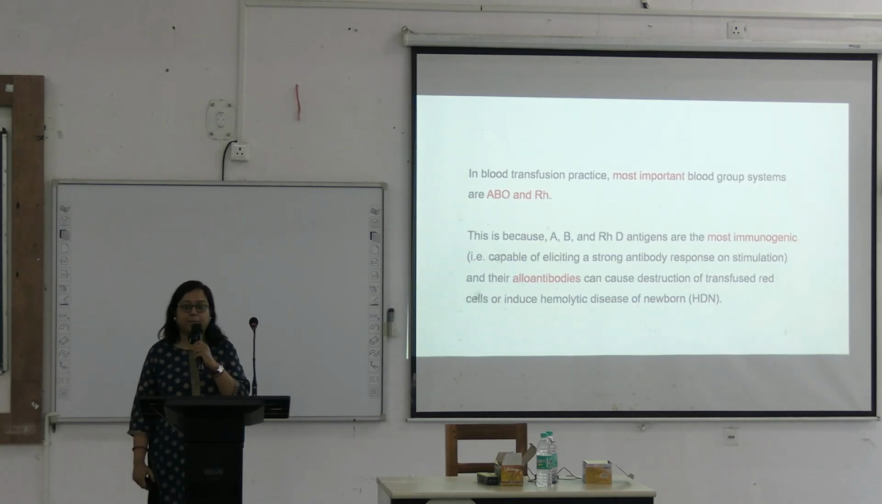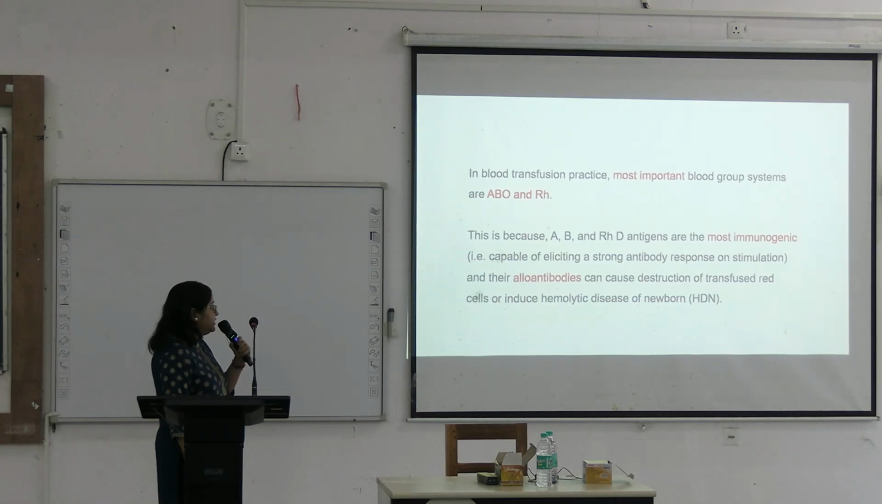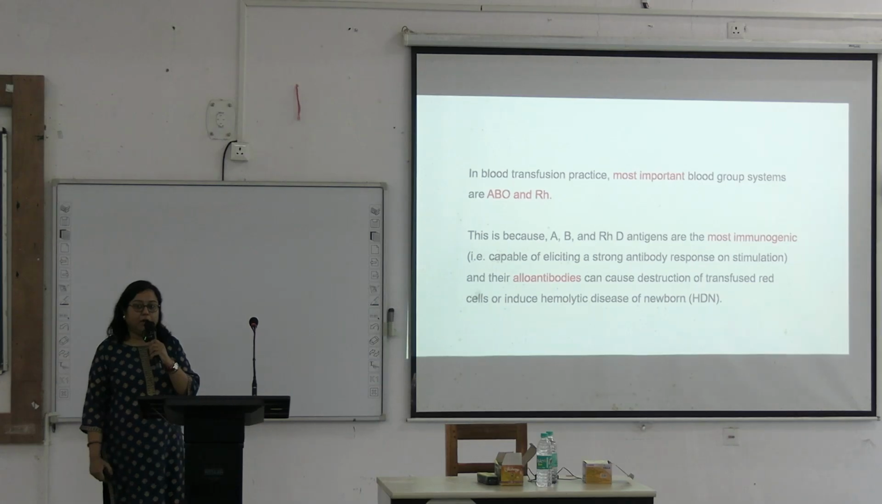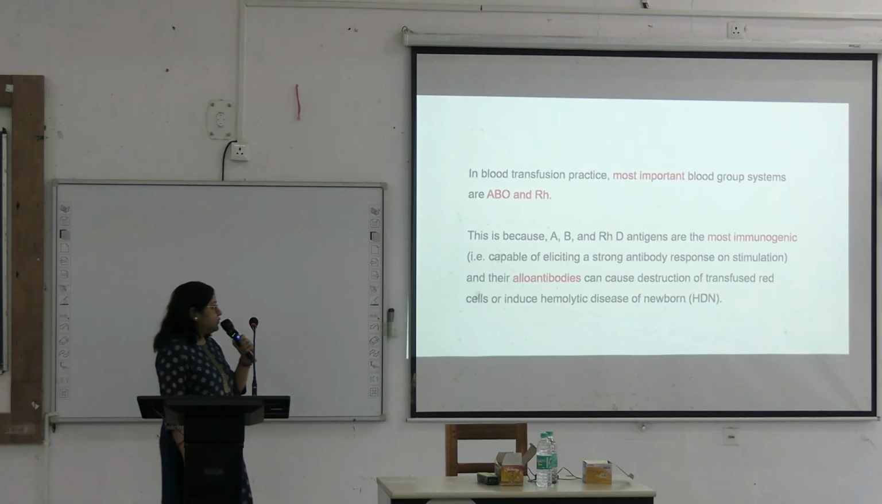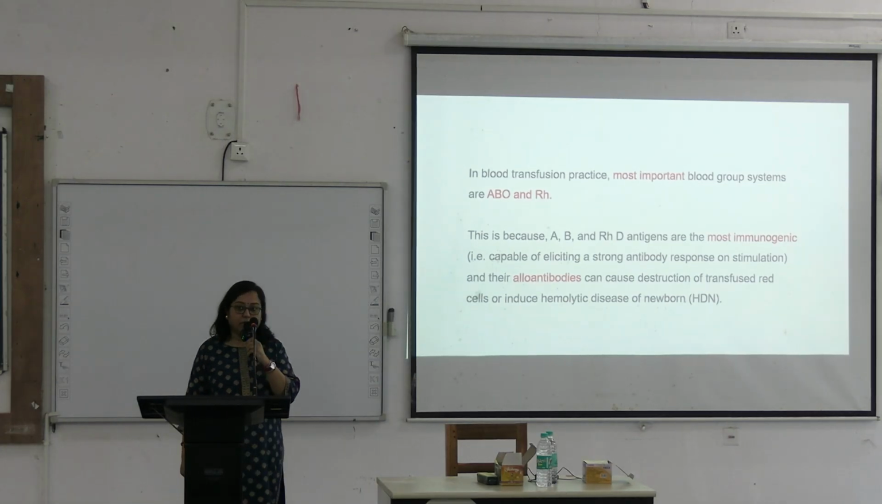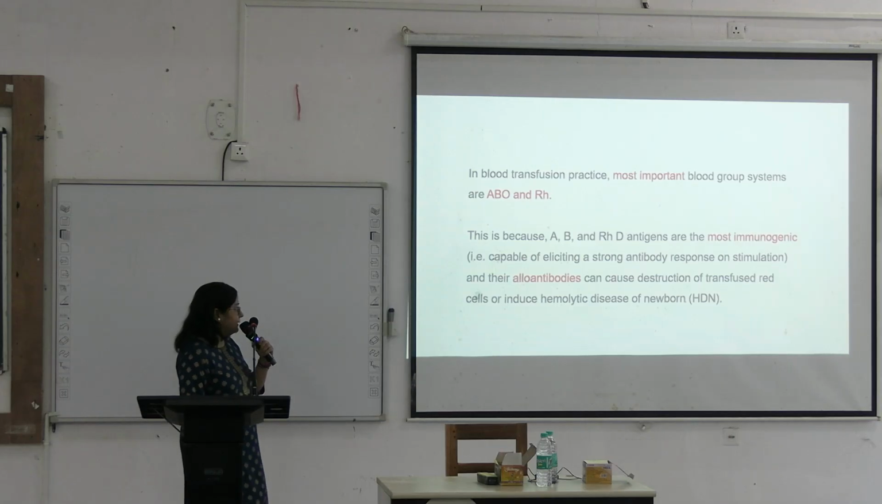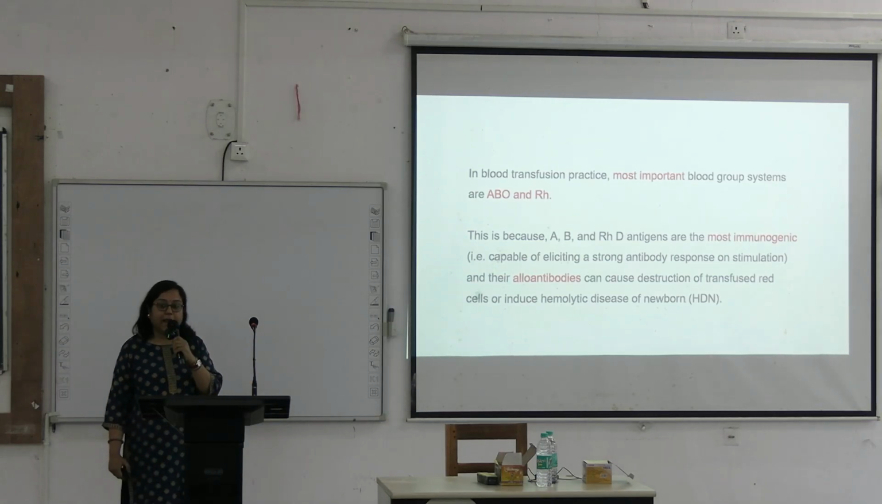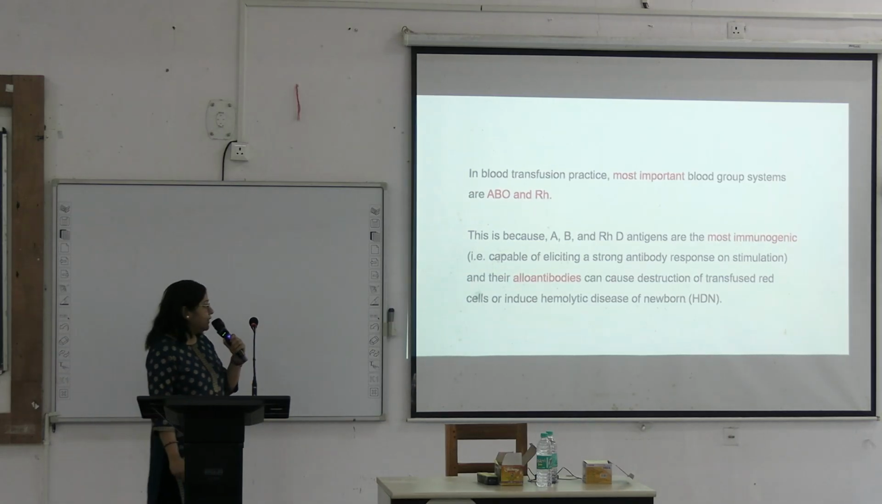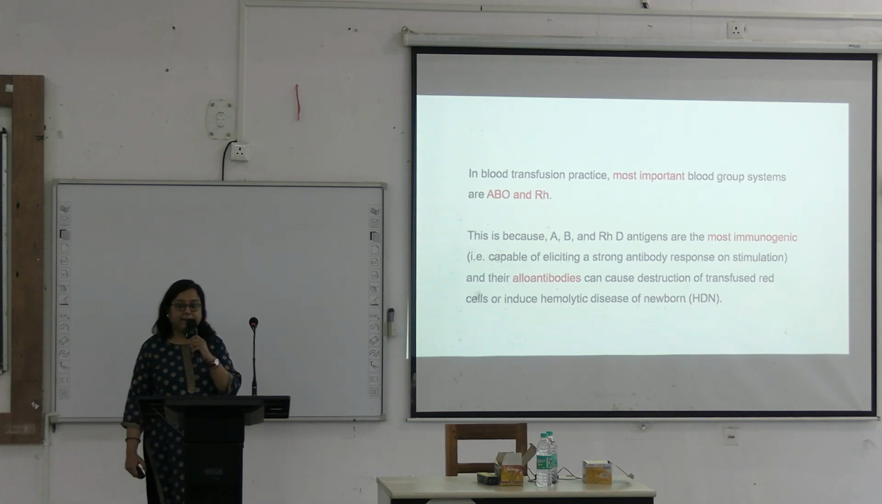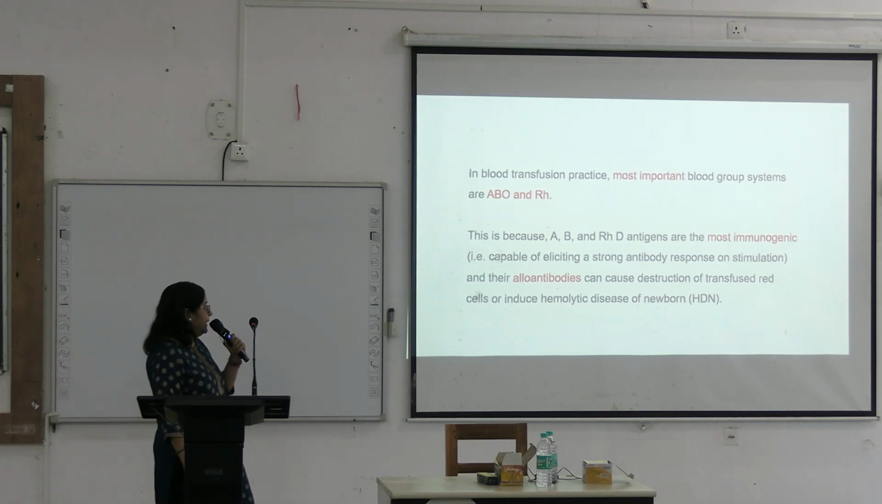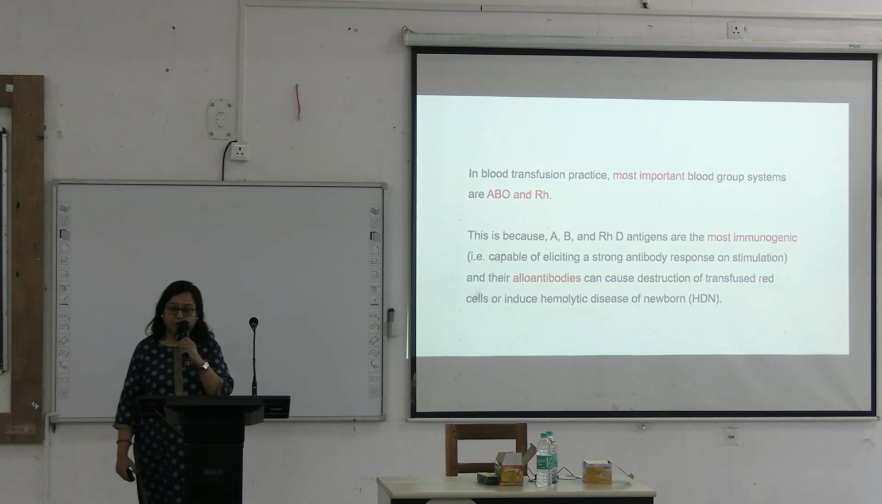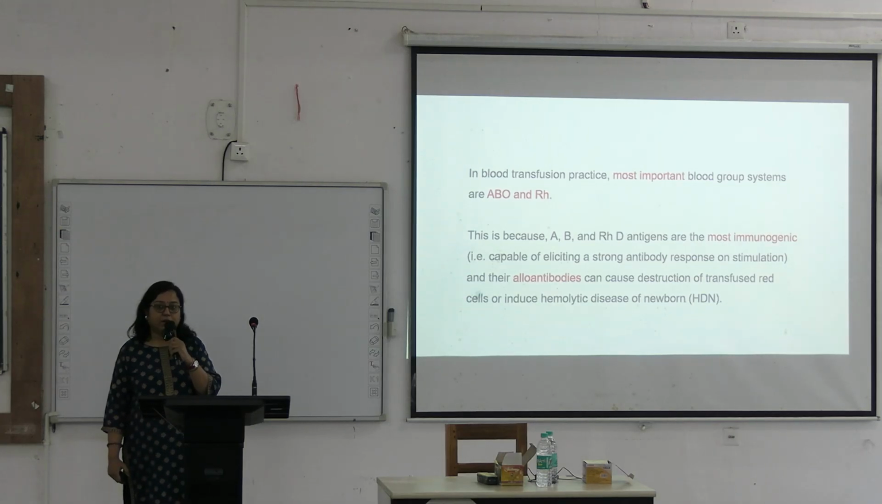Now what do we mean by immunogenic? Immunogenic means capable of eliciting a strong antibody response on stimulation, and their alloantibodies can cause destruction of transfused red cells or cause hemolytic disease of newborn. All of you have heard of hemolytic disease of newborn, which occurs in Rh negative mothers. We'll come to that later.